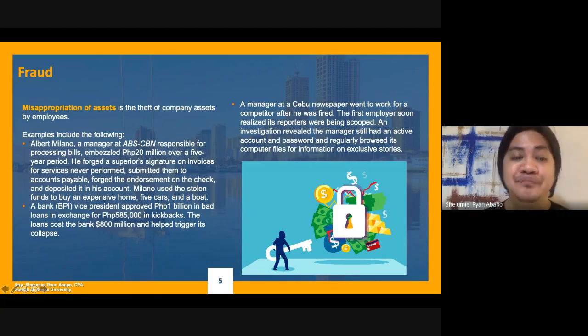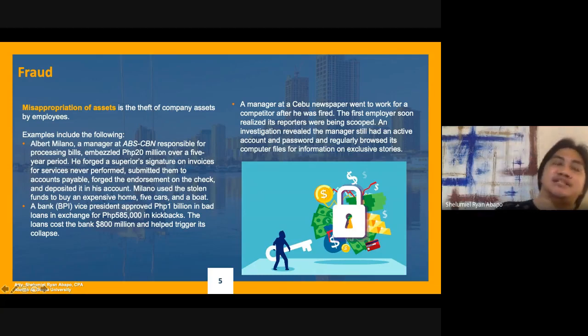So he was able to use the funds to buy an expensive house, 5 cars, and a boat. Pero 20 million lang. So ang issue ko dito is, kung 5 cars na yan, tas expensive yung home, tas may boat pa for a total of 20 million, the house must be maliit, no? That must be a tiny house. But that's another story.